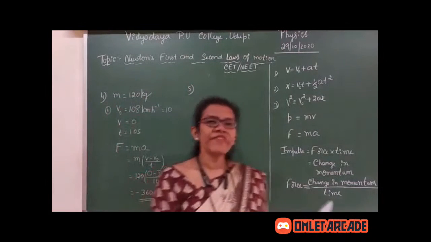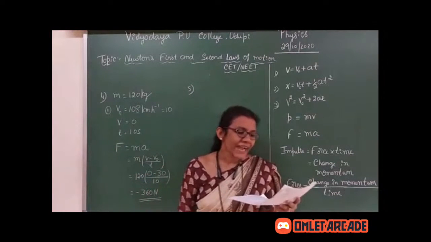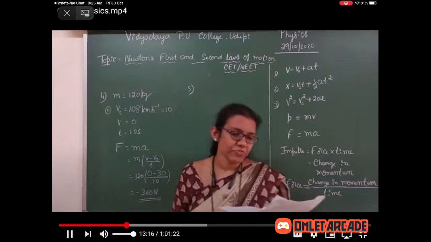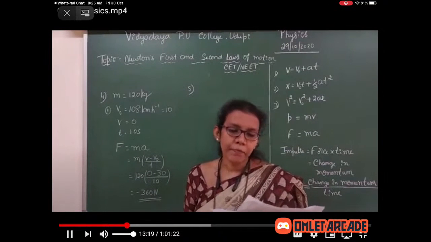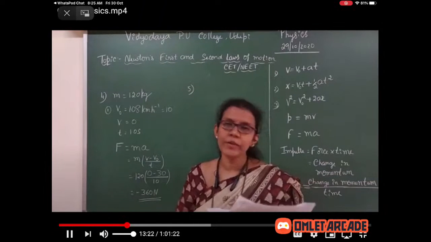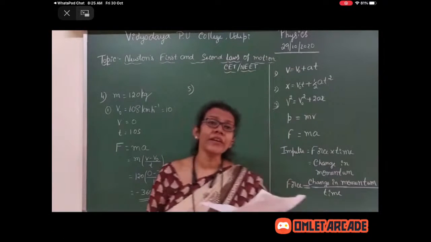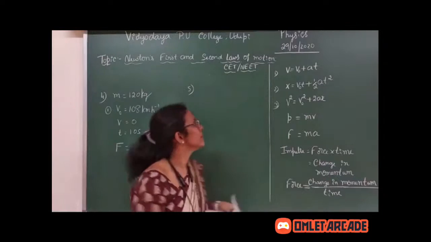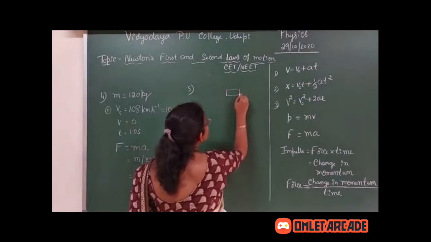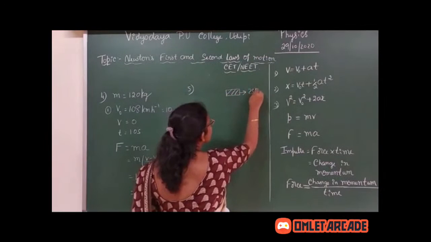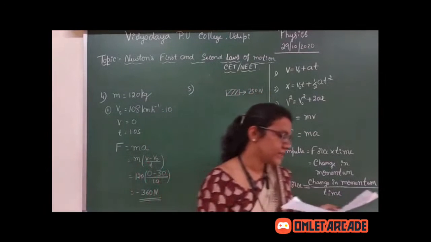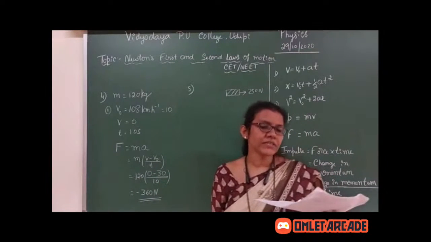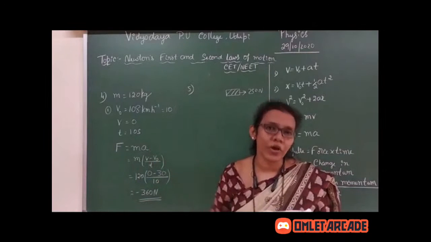Question number 5. If a force of 250 Newton acts on a body, the momentum acquired is 125 kg meter per second. What is the period for which the force acts on the body? So what is given? Force is given, that is 250 Newton, which is acting on a body. The momentum acquired is 125 kg meter per second. What is the period for which the force acts on the body?